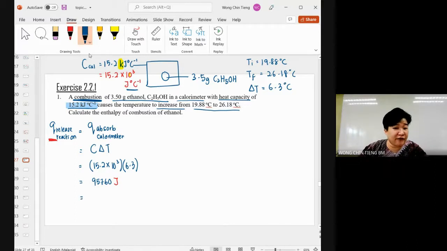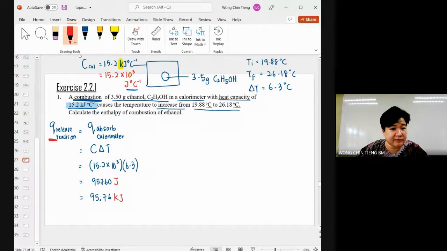And to make your life easier, the value is very big, right? How can I change it to smaller? Change it to kilojoule: 95.76 kilojoule. Then your life will be easier a bit. Okay? Can we move on?